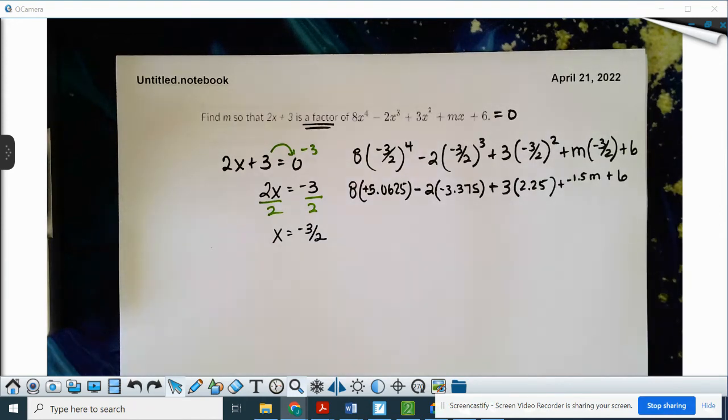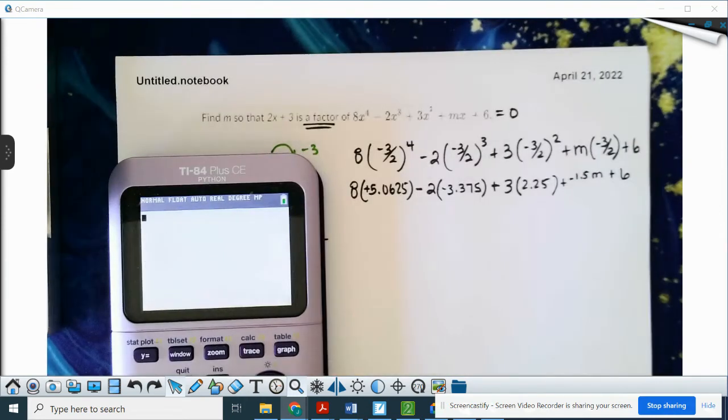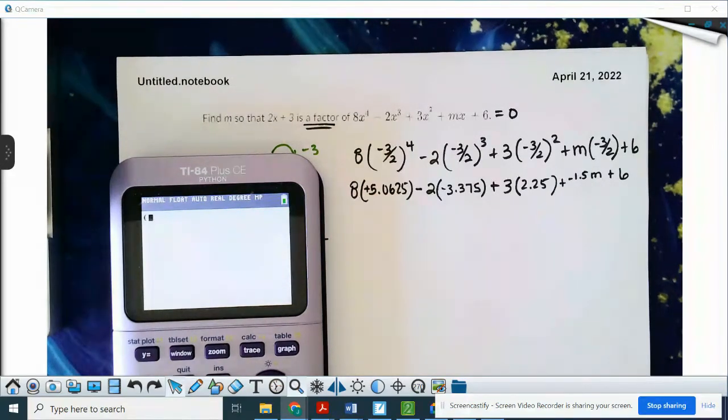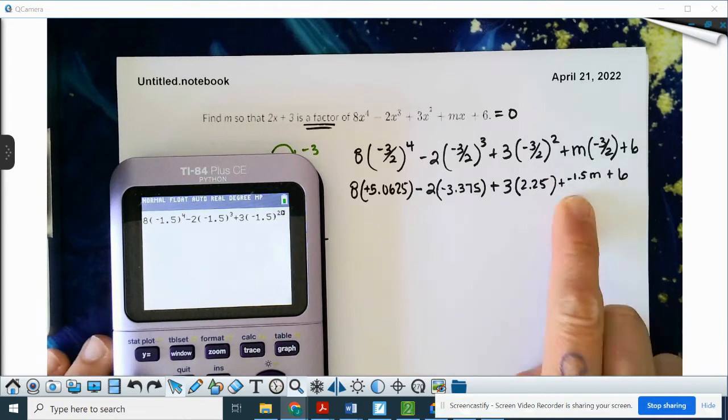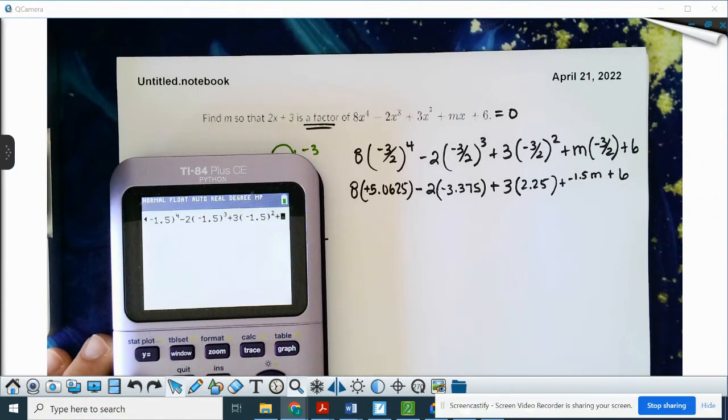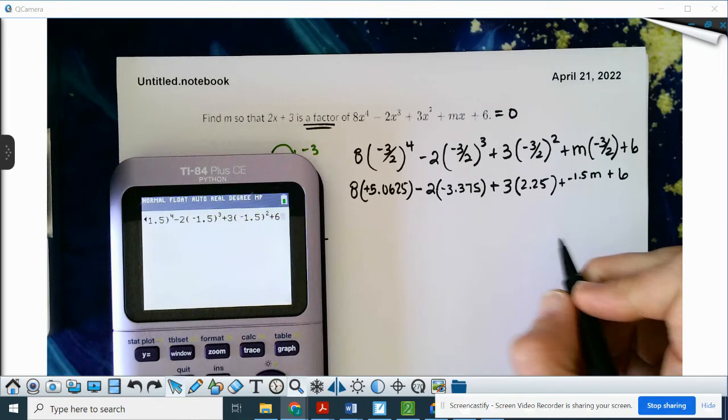Now, your other option as far as putting this in your calculator is be really careful. Use your parentheses as you go through. So 8(-1.5) to the fourth power. Make sure you come down. Minus 2 times (-1.5) to the third power. Plus 3 times (-1.5) squared. You can't put in your m. So plus 6. And remember, this is all equal to 0.